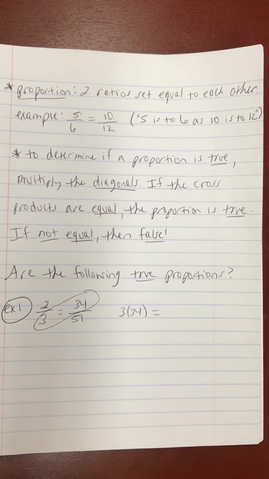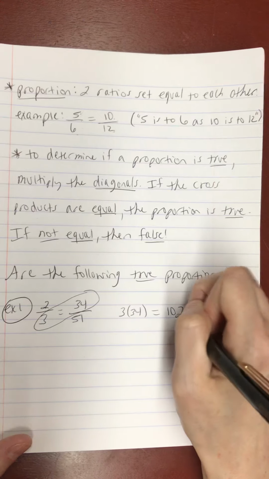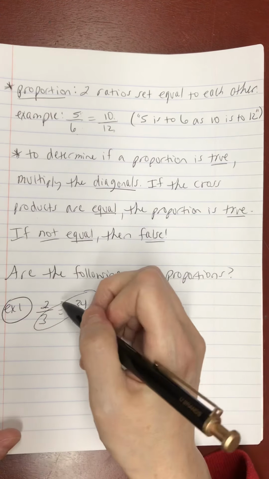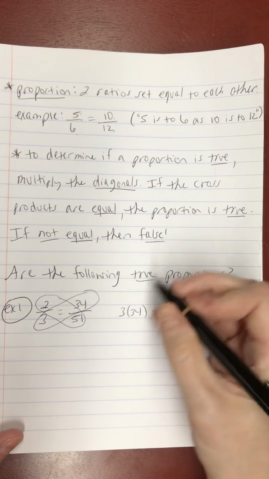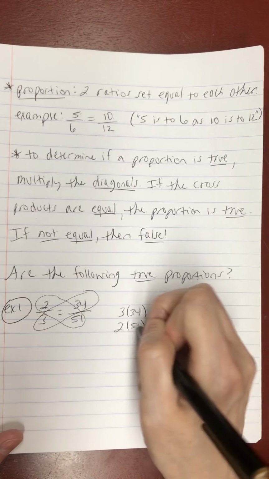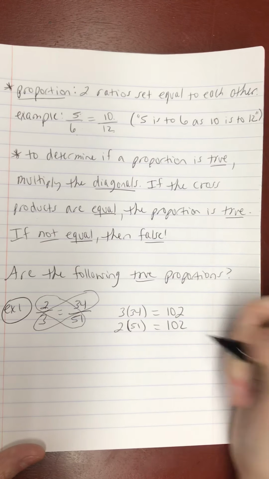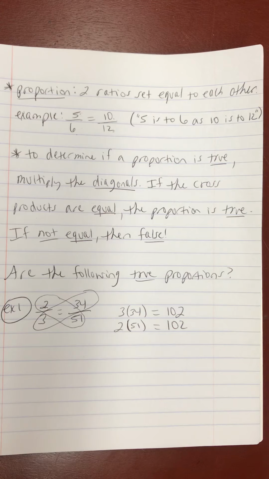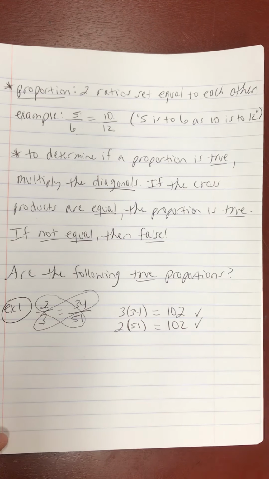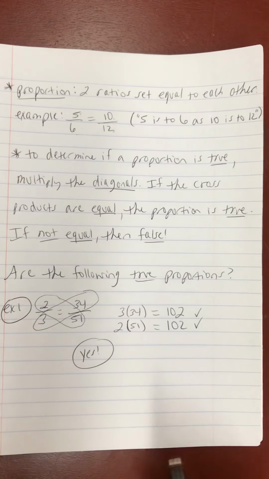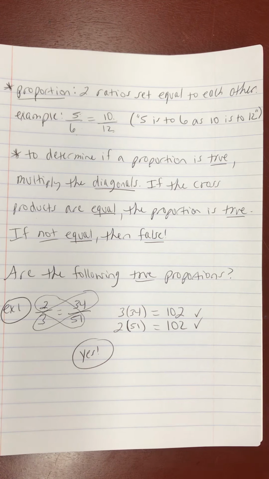I'm showing a little bit of work here so you can see it. 3 times 34 is 102. I already did this on my calculator, but you could also do it by hand. And then let's do the other diagonal, 2 times 51. If you type that in your calculator or do that by hand, you're also going to get 102. So you get 102, 102. Since those are the same number, is this a true proportion? Yes. The question is, are they true, so your answers are going to be yes or no. So you say yes.